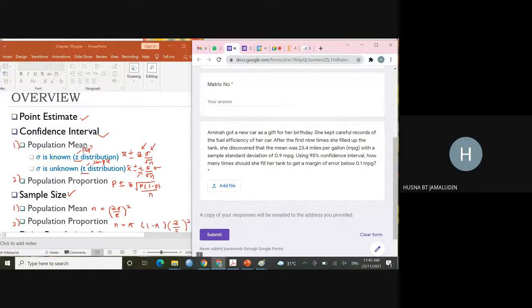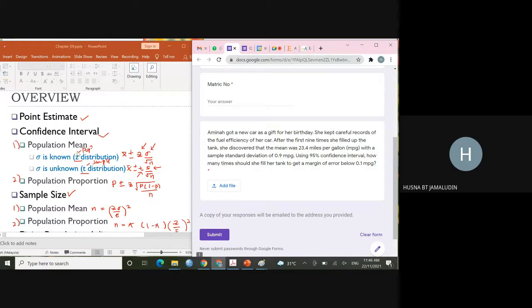Normally the mean, it's not there. So you will be given the sample mean, and the sample mean is the best estimate for your population mean. So even though the question asks you about the population mean and you are not given the population mean, you can use your sample mean to estimate your population mean.